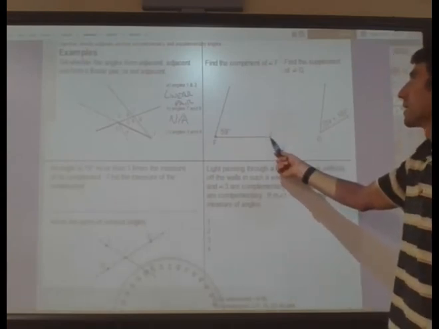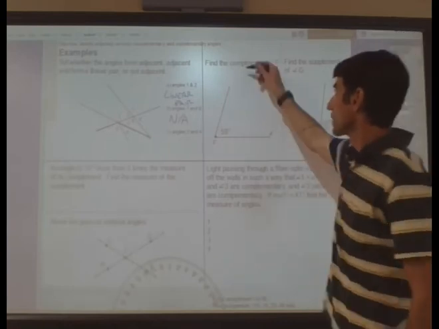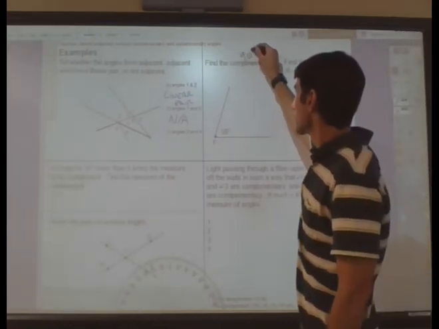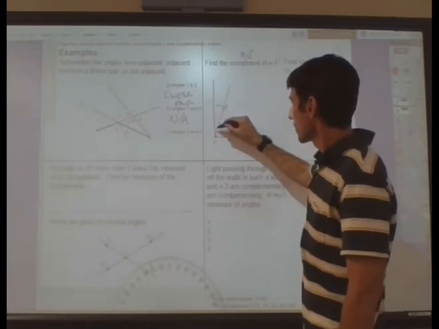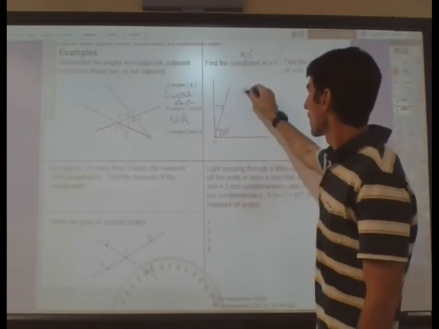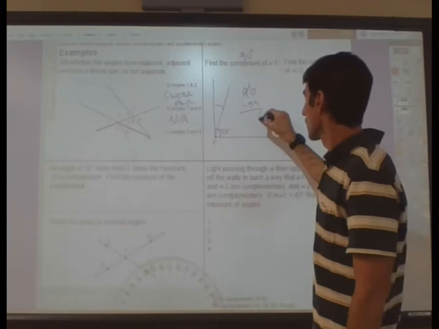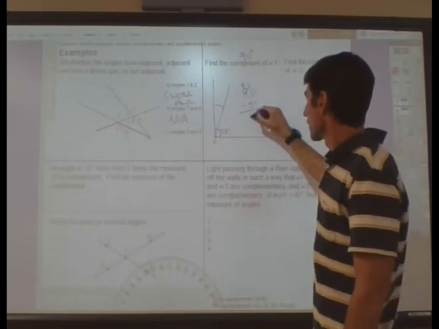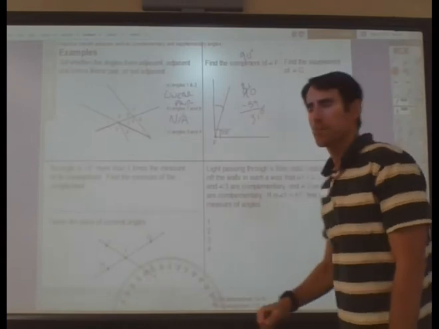Find the complement of angle F. Well, complementary means that they add up to 90 degrees. And therefore, we want to have a complement that goes here, just like this. So therefore, we're going to have our 90 degrees minus the 59 that we have taken up. So 31 degrees would be a complementary angle.